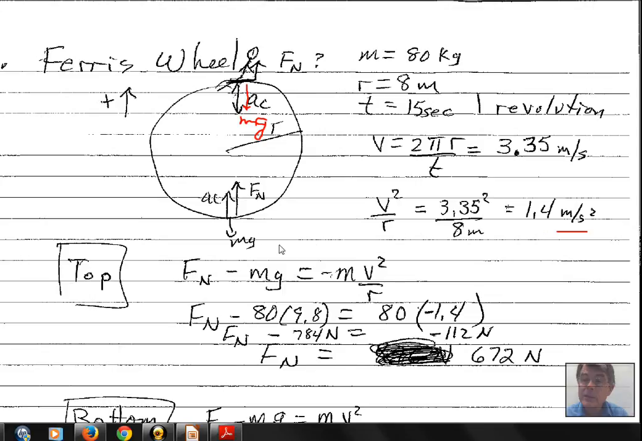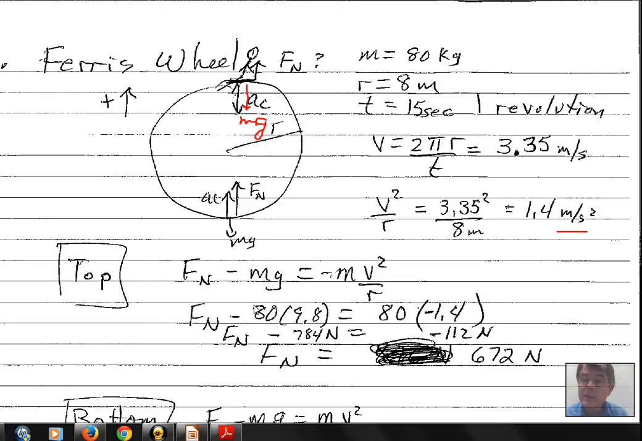So at the top of the ride, taking up to be the positive direction, we have normal force going upward. The mg is downward, so when we add the forces together, that brings in a minus sign. These two forces oppose each other. Normal force is upward, the weight, mg, is downward. And here's something to be careful of. What's the direction of the centripetal acceleration? The centripetal acceleration is downward. So we have to bring in a minus sign for the centripetal acceleration. So the ma over here is minus mv squared over r.